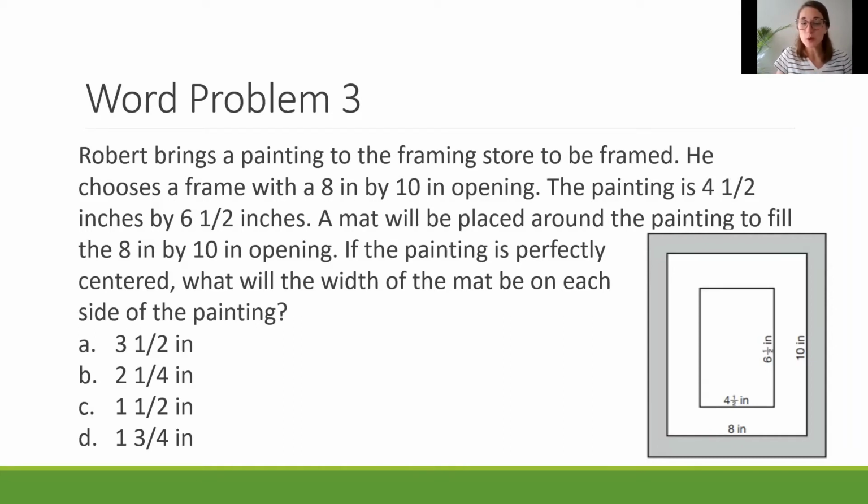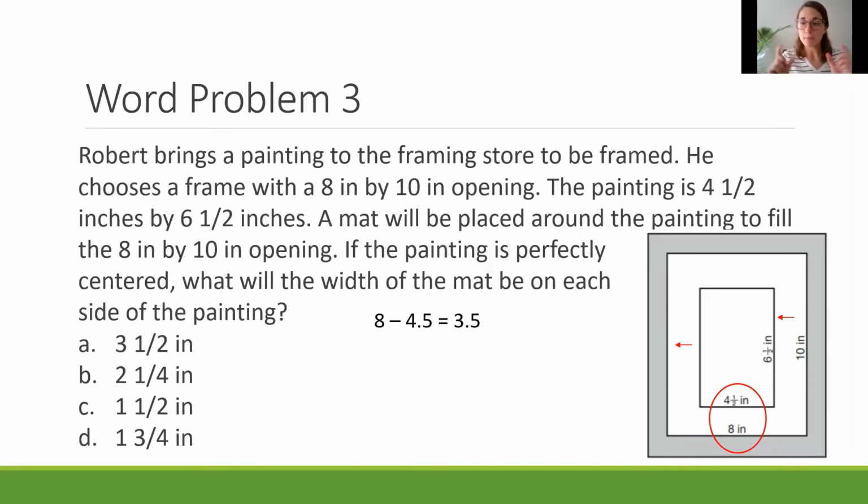So with this one, we get an image, which is really, really helpful. So if you don't have this image on a test, I'd encourage you to make your own image so that you can more easily see what they're talking about and create that visual for yourself. Now, what we're trying to measure are where the red arrows are. What's the width on either side of where the picture will be? And so to figure that out, we need to think about the width measurements, which are 4.5 and 8.